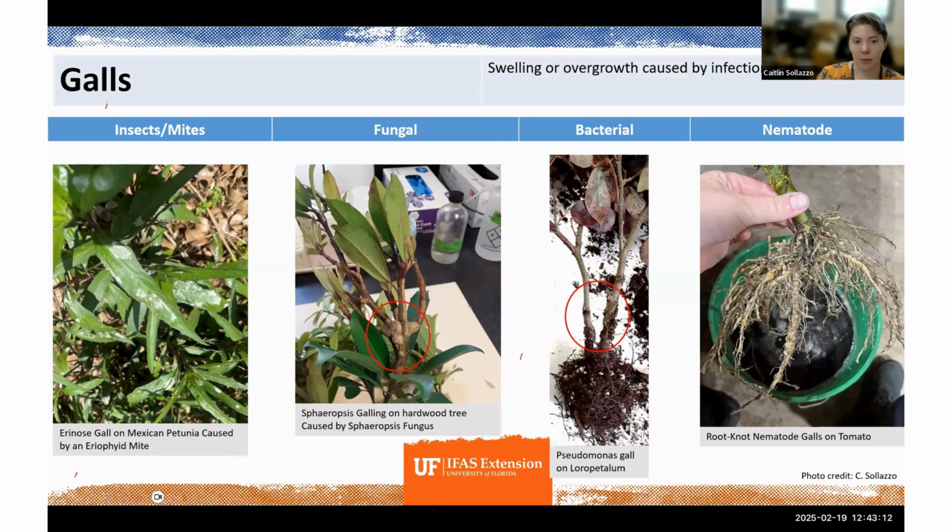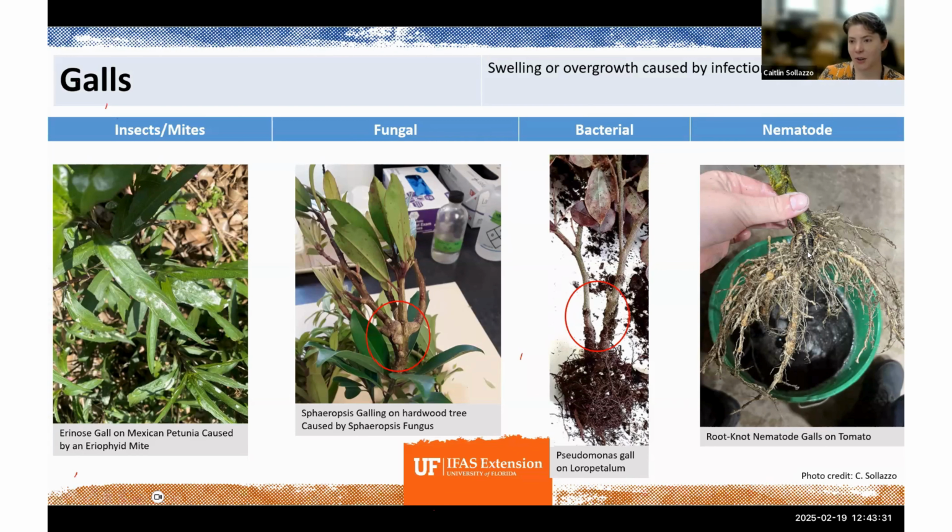This is an example of a bacteria. It's Pseudomonas gall on Loropetalum. This can be pretty common in nurseries, less common in the landscape. But as you can see, these little growths over here, it's a bacteria that's actually causing the gall. And then here are nematodes again.